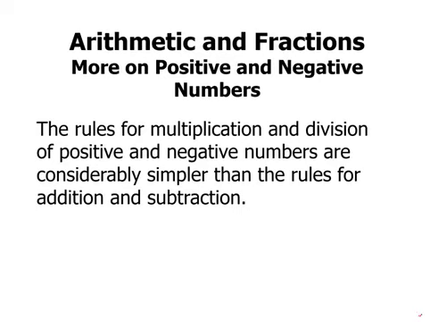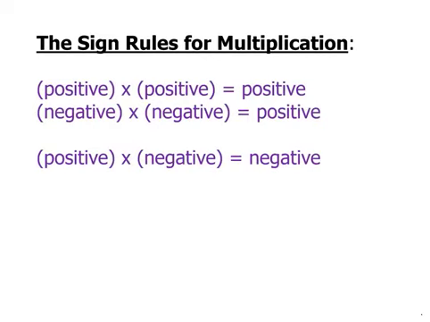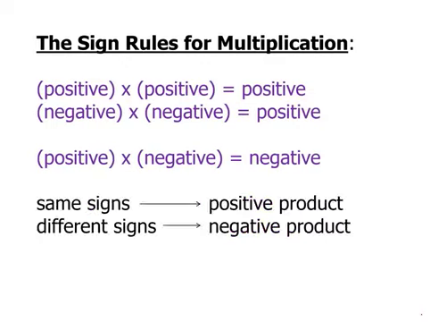So first of all, the rules for multiplication and division of positive and negative numbers are considerably simpler than the rules for addition and subtraction. First of all, let's talk about the sign rules. So for multiplication, positive times positive has to be positive. Negative times negative, the two negatives cancel and we get a positive. But positive times negative gives us negative. So in other words, same sign gives us a positive product, different sign gives us a negative product.